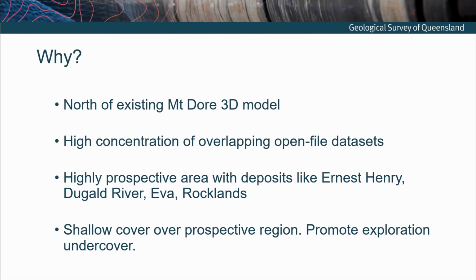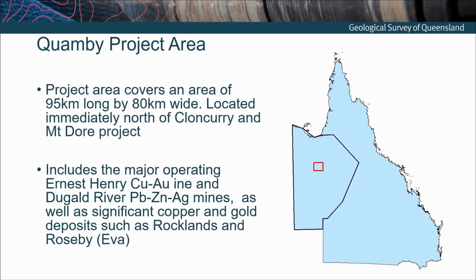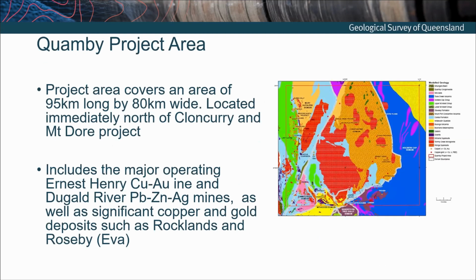This area is quite a prospective area in terms of the mineral occurrences in the area, including Ernest Henry, Dugald River, Eva, that George is going to talk about shortly, Rocklands. And it's covered by a fairly shallow cover veneer over a fairly prospective area. And so it was trying to promote that exploration to drive undercover. I'm going to lead the talk off mainly around the modelling work that was done and the geophysical work, and then Courtney's going to pick up with the mineral systems presentation a bit later on.